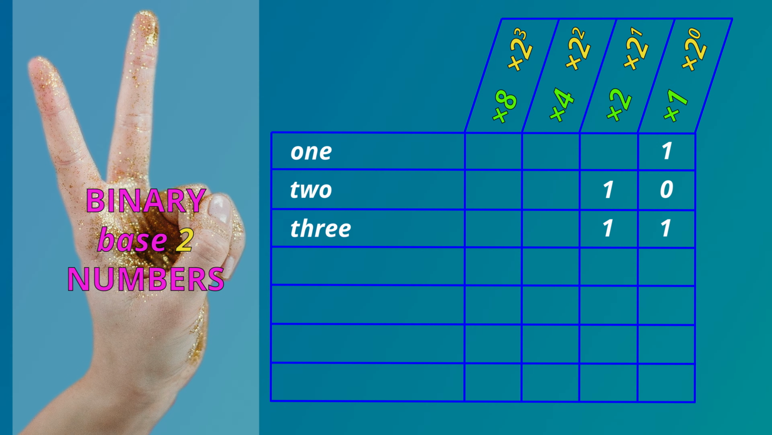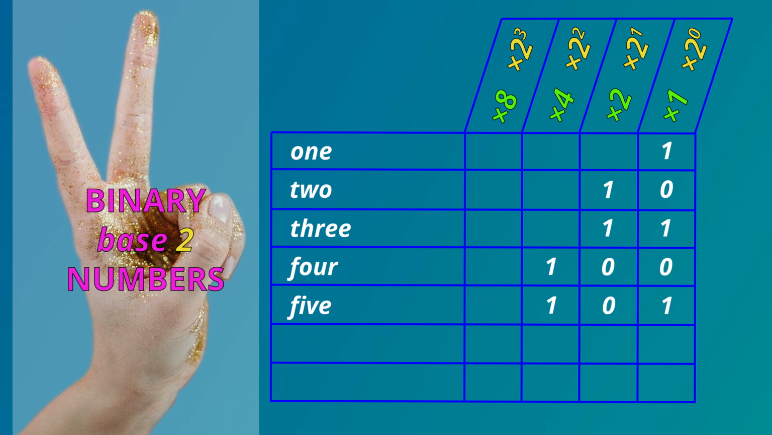The decimal number 3 is equal to 2 plus 1. So in binary, we write a 1 in the times by 2 column and a 1 in the times by 1 column. In binary, we say 1, 1. 4 is only a 1 in the times by 4 column, with zeros in the rest of the columns. In binary, that's 1, 0, 0.